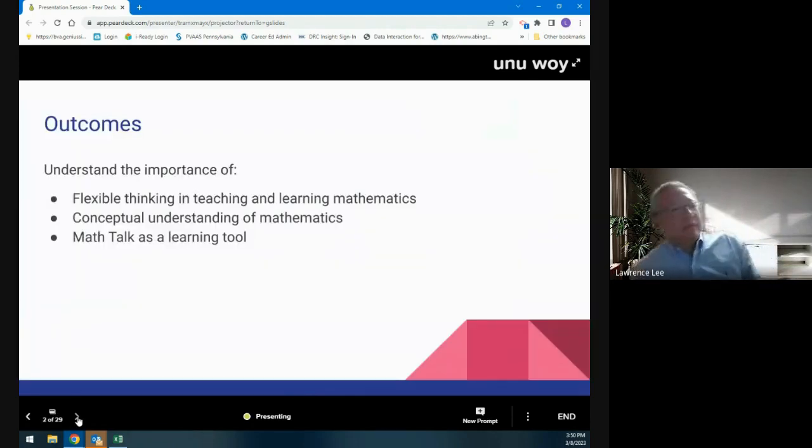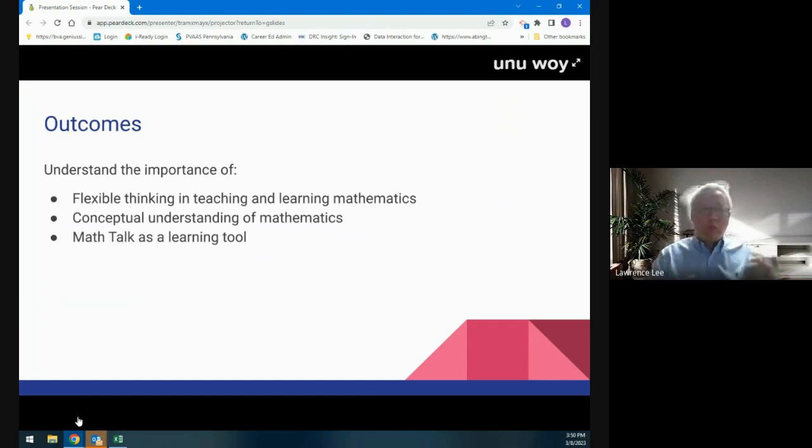Our outcomes for today are to understand the importance of flexible thinking in our mathematics classrooms, both flexible thinking on the part of teachers and also identifying the flexible thinking of students, and using their different ways of approaching and thinking about problems, because it's really, really good stuff.